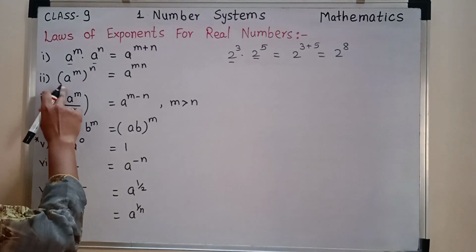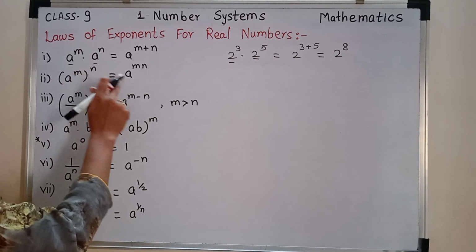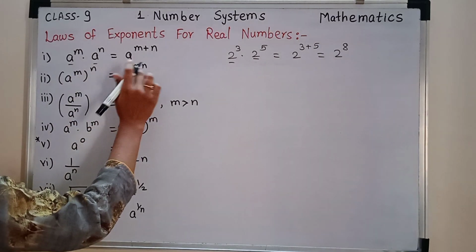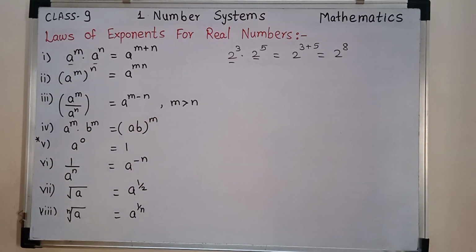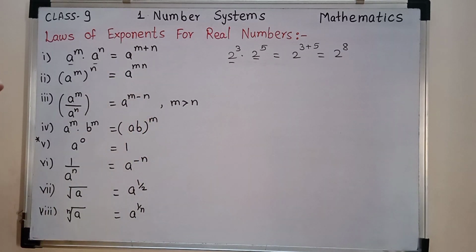Next is a raised to m the whole raised to n. It will be powers का powers है तो powers का multiplication होगा. यहाँ पे कोई sign नहीं है. It means that the sign is multiplication between them.